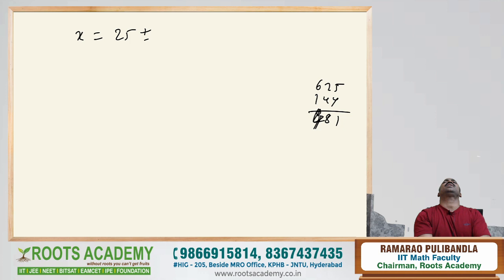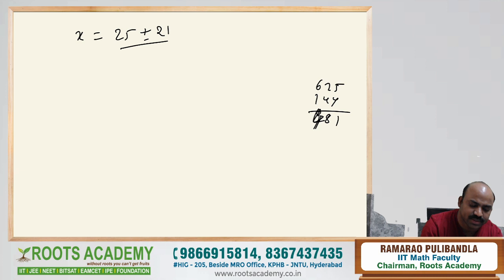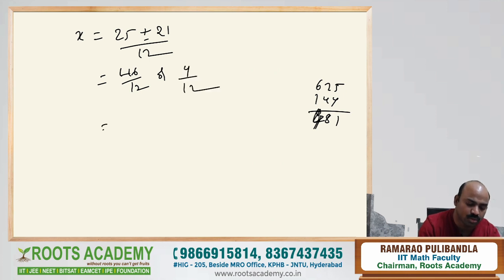481 means 21, right? Is it 21? 21 only, na? So 21 by 12. You can get the values. Then 46 by 12 or 4 by 12.